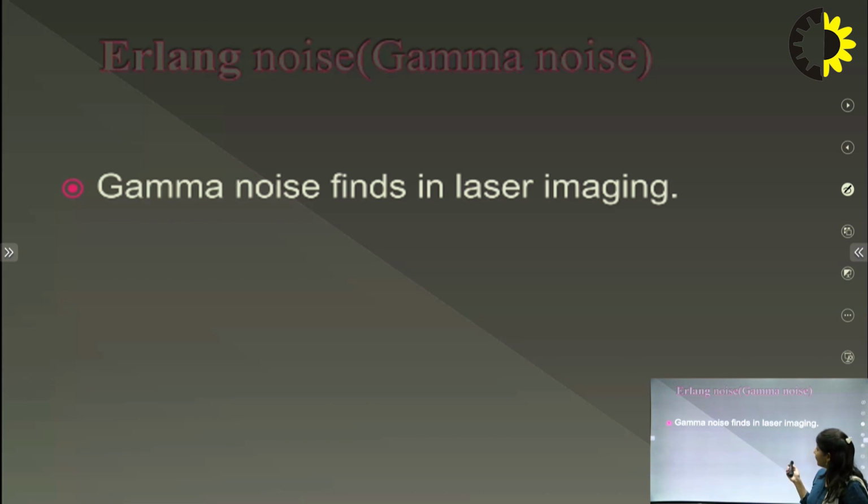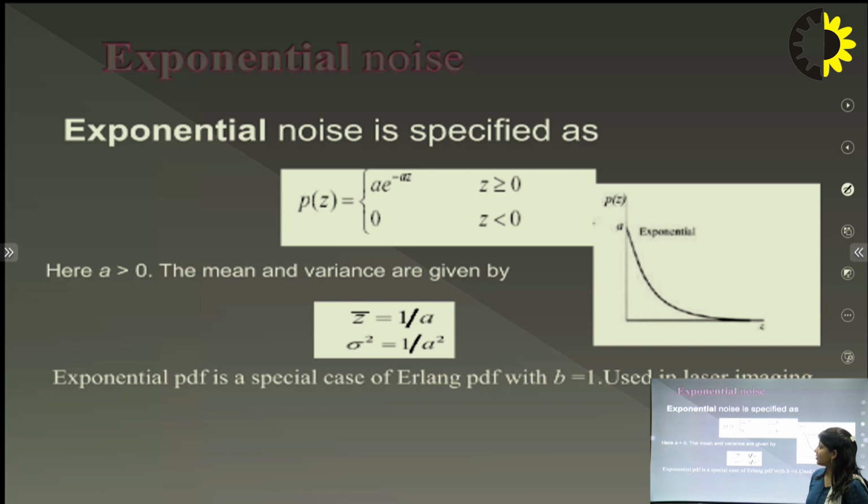So we have involvement of the gamma noise. Next is exponential noise. Exponential noise, as its name suggests, means the noise will exponentially decrease or exponentially increase. So here we are getting the graph.